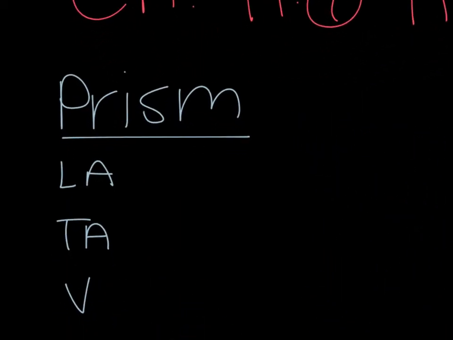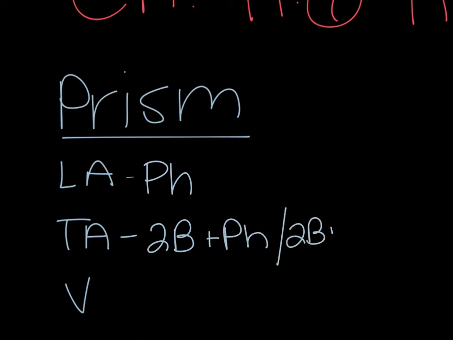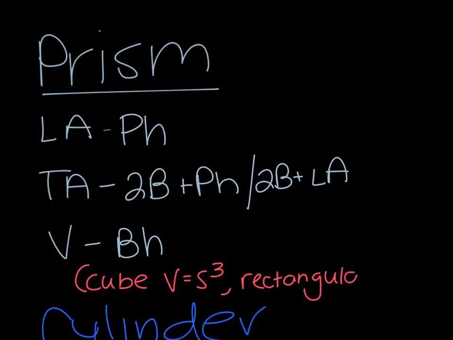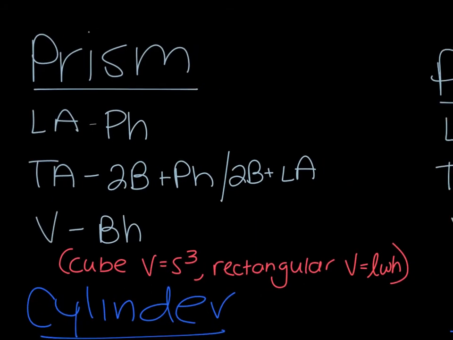All right, so I'm going to start in the prism. The prism lateral area is perimeter of the base times the height. The total area, there's 2 bases on a prism, so it's 2B plus pH, or 2B plus the lateral area. And then the volume is the base area times the height. And then within here, we had a cube, which the volume was side cubed, and a rectangular prism, where the volume would be length times width times height. So kind of little shortcuts for those.